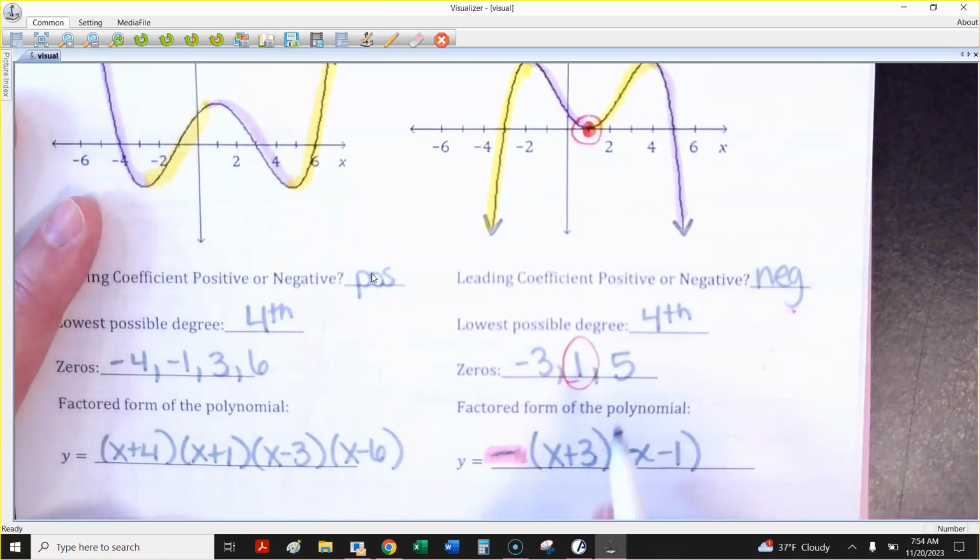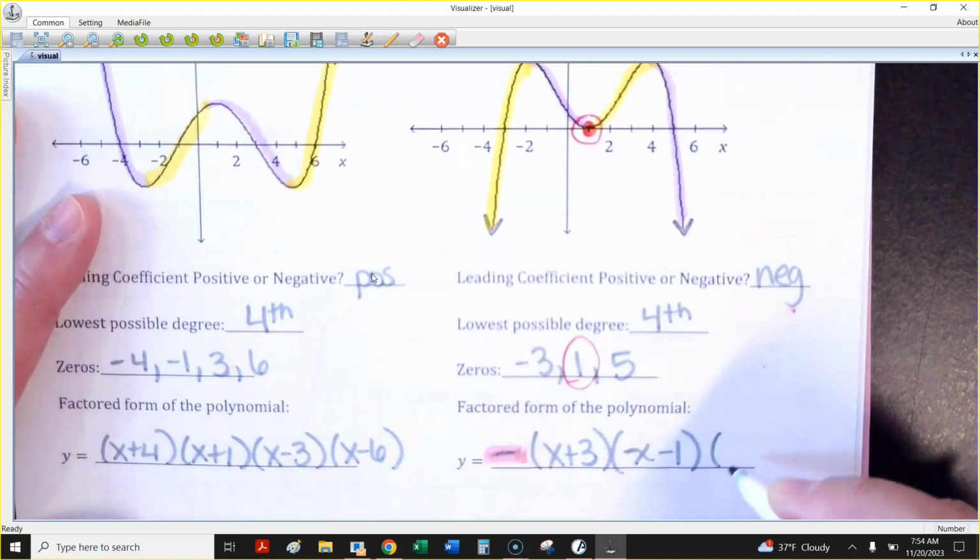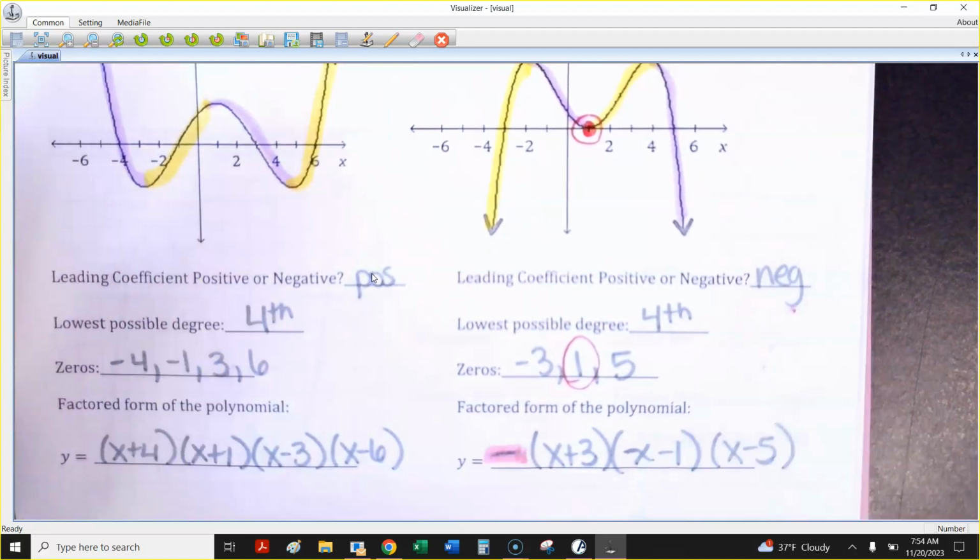And then I've got 5, so it would be x minus 5. And again, those don't have to come in any particular order. I just listed them how we listed them across the x-axis.